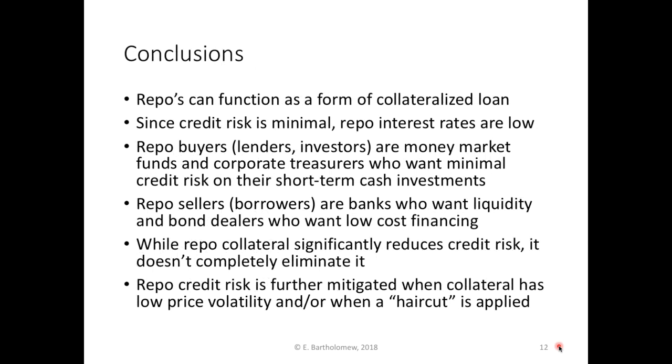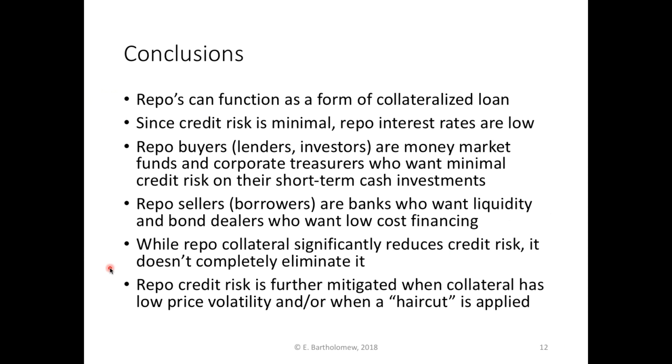So let's wrap up with some conclusions on repurchase agreements. Repos can function as a form of collateralized loan. Since credit risk is minimal because of this collateralization, repo interest rates are typically very low. Repo buyers, who are lenders or investors, are money market funds and corporate treasurers, parties that want minimal credit risk on their short-term cash investments. And the repo sellers or borrowers are banks who want liquidity, or bond dealers who want low-cost financing. And while the collateral implicit in a repo significantly reduces credit risk, we saw that it didn't completely eliminate it.